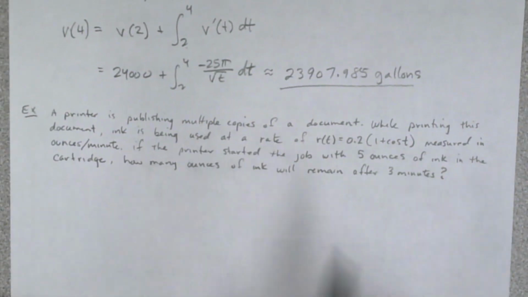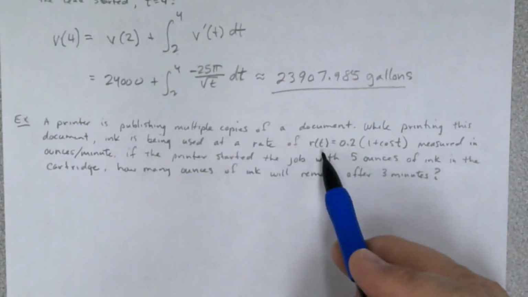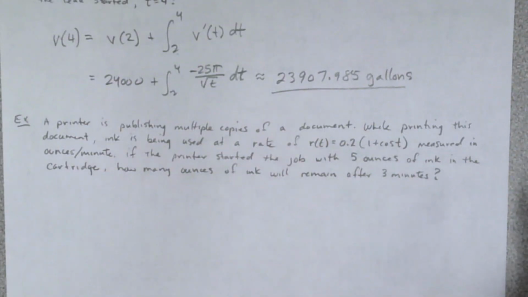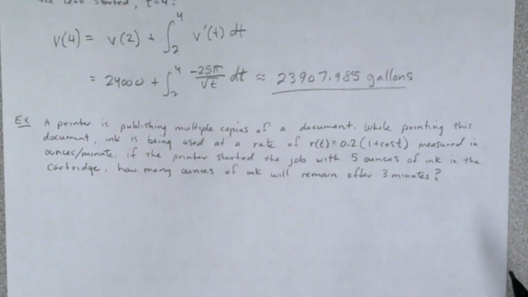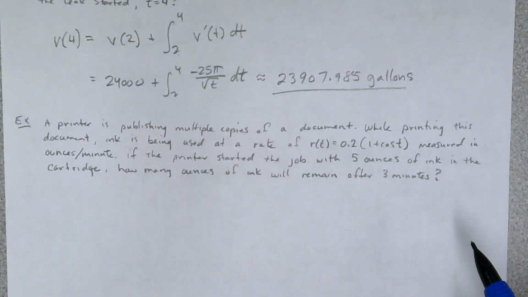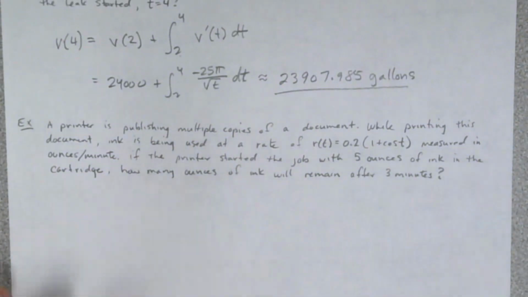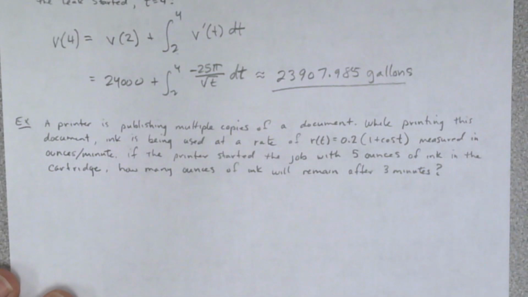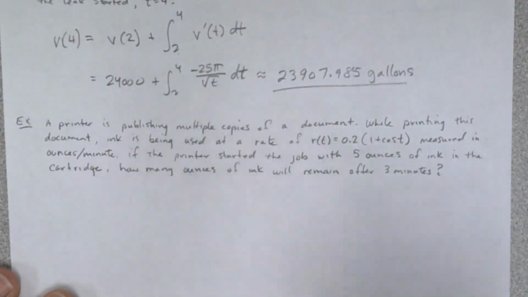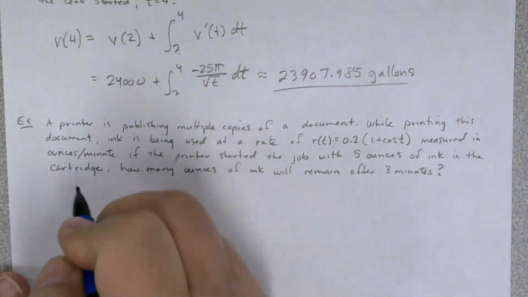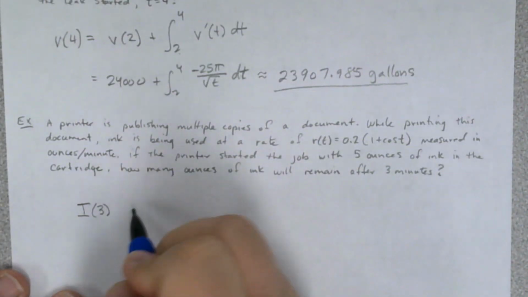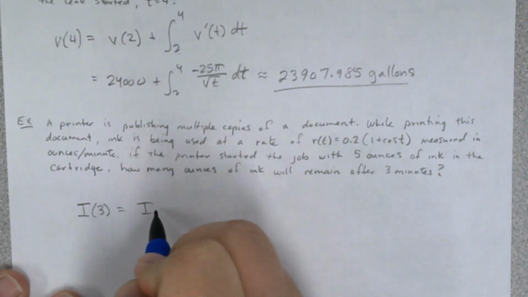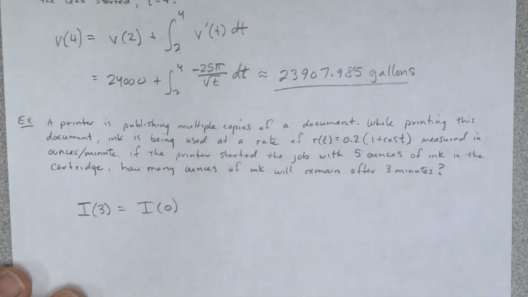A printer is going to publish multiple copies of a document. While printing this document, ink is being used at a rate of that, measured in ounces per minute. If the printer started with a job with 5 ounces of ink in the cartridge, how many ounces of ink will remain in the cartridge in 3 minutes? Okay? So you can designate your antiderivative however you want. I did it as, since we're looking for ink, I used capital I. So what is the amount of ink left at 3 minutes? So for this, I need to know how much was at the start, which I know.